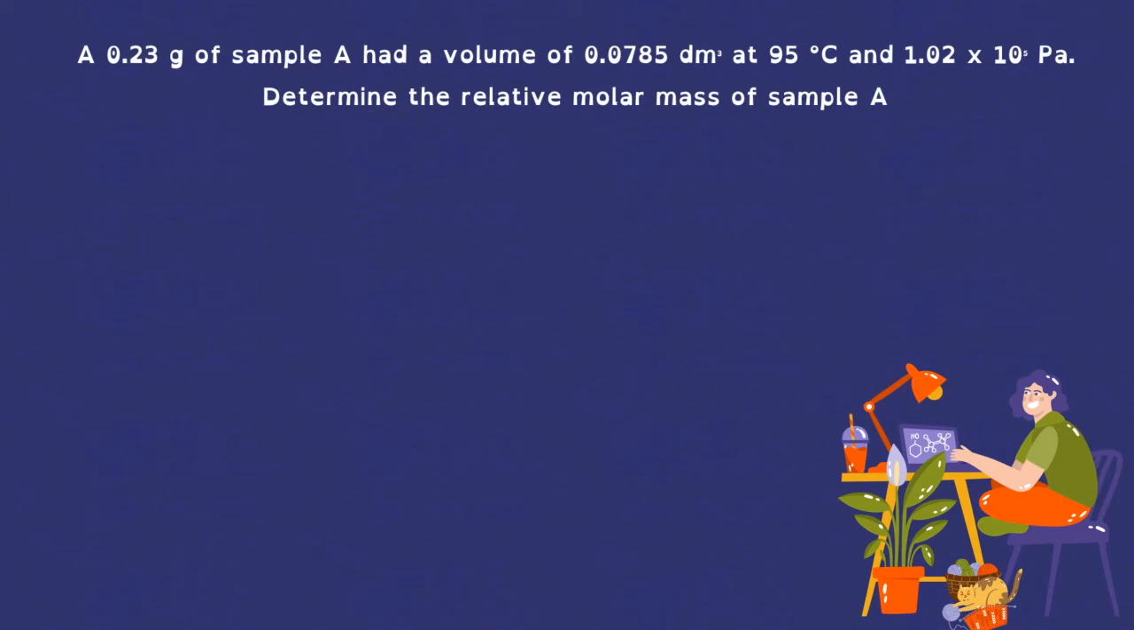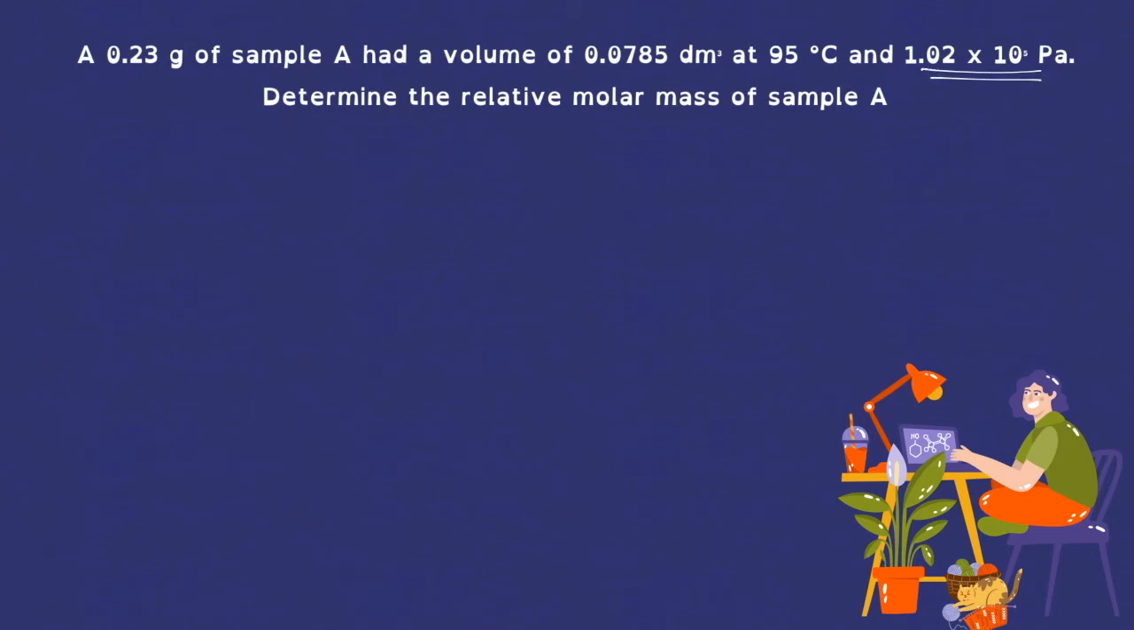Let's move on to question number 4. A 0.23 gram of sample A had a volume of 0.0785 dm³ at 95 degrees Celsius and 1.02 × 10^5 Pascal. Determine the relative molar mass of sample A. Q is in Pascal.